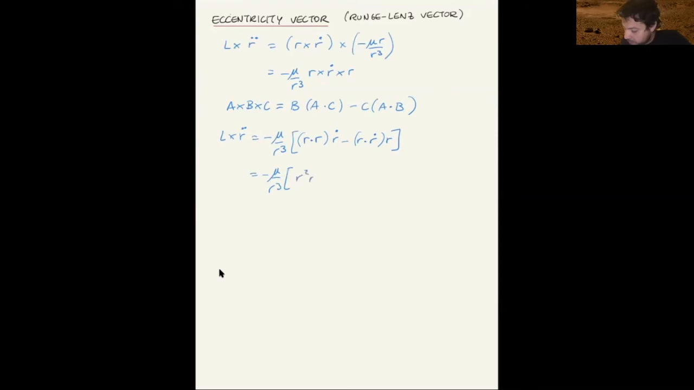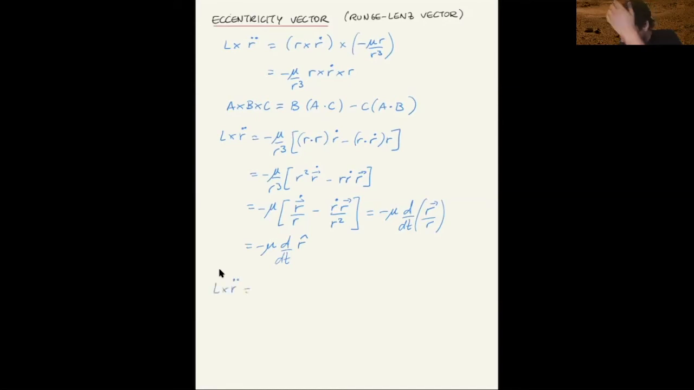This is r squared r dot vector. Let me explicitly write the vector here so it becomes clear. I'll divide all terms by r cubed. This is equal to the derivative of r vector over r. R vector over r is r hat. Now, because the angular momentum is a constant, you can also write that L cross r dot dot is equal to the time derivative of L cross r dot.